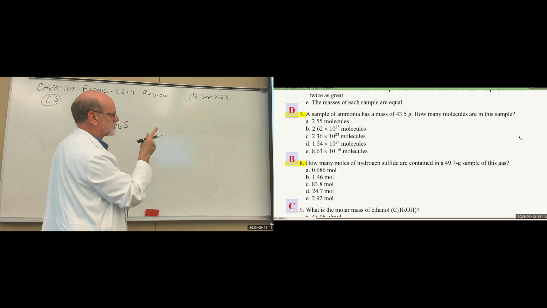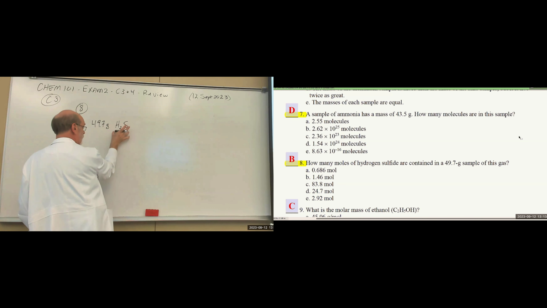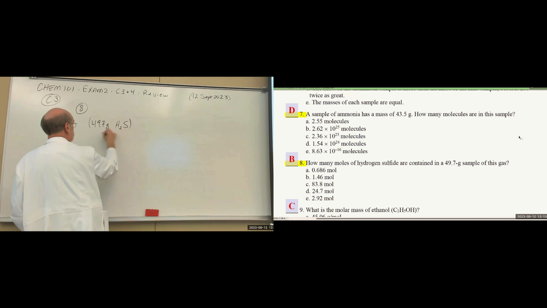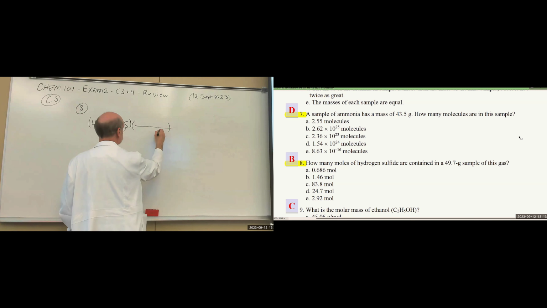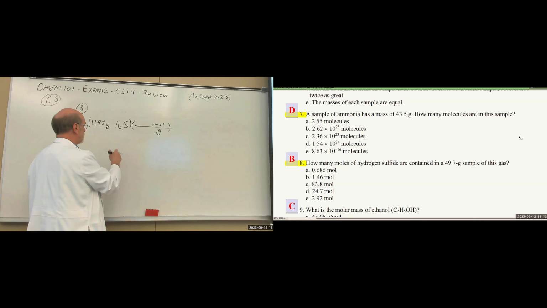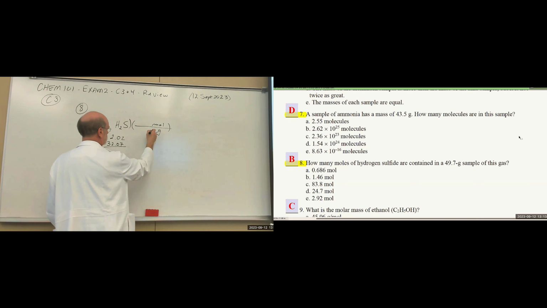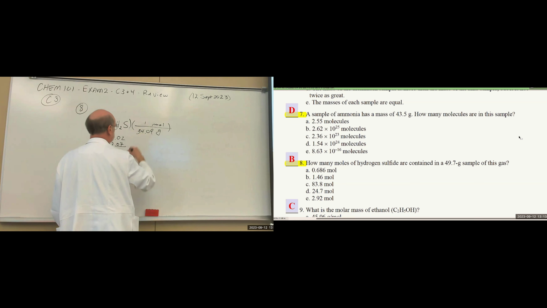The question was, how many moles of hydrogen sulfide? How many moles of that unit are there? This is really a one-step, simple moles, grams, and a quotient relationship, always molar mass. So we have 2.02 for 2 hydrogens. The sulfur is 32.07. Add those together. That's 34.09.